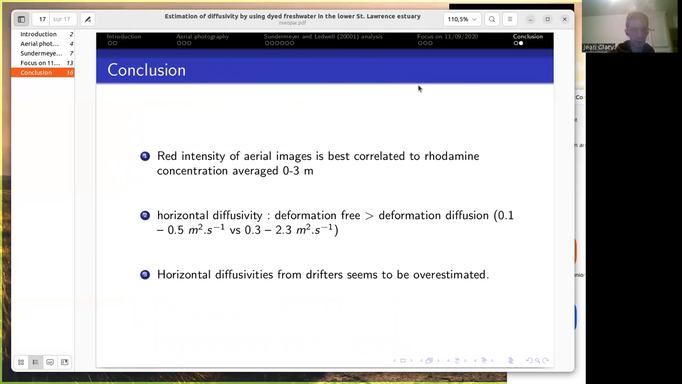which gives me the following conclusion. The drifter weight is best correlated with the aerial image when I consider the first 3 meters. When we consider the diffusivity, the deformation-free model always gives much higher values than the deformation diffusion model. And this shows that the horizontal diffusivity from drifters is always overestimated. Fini.